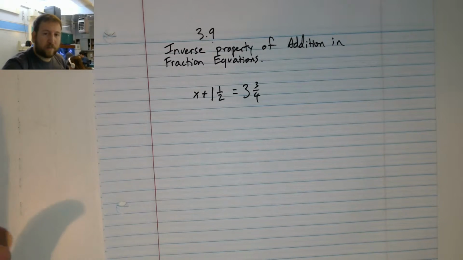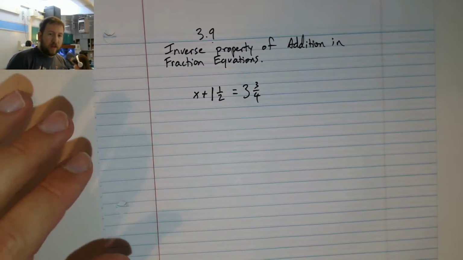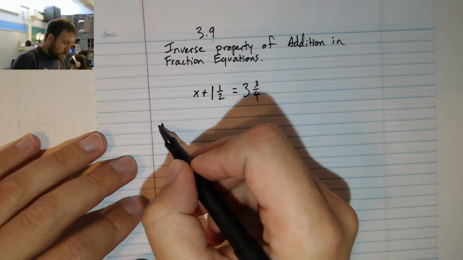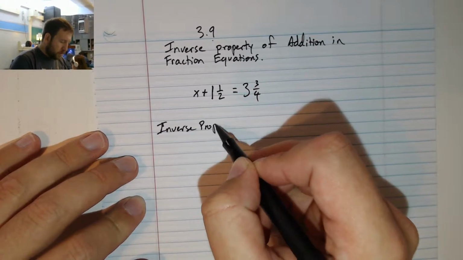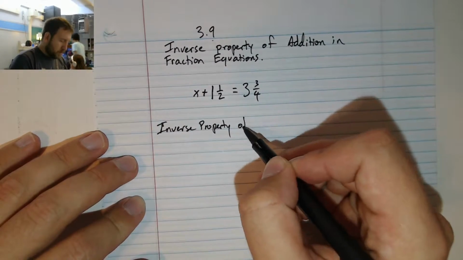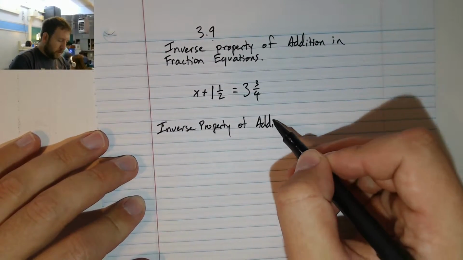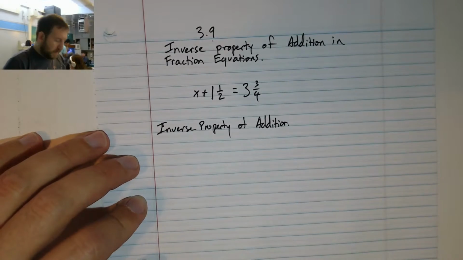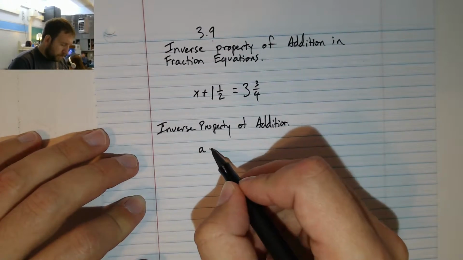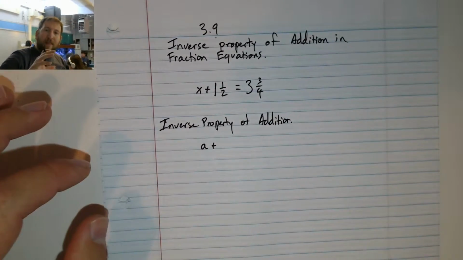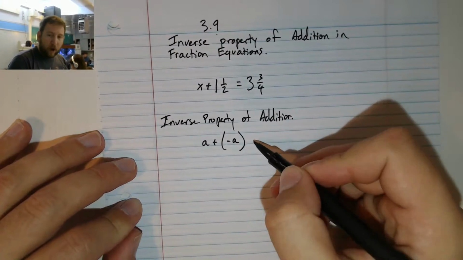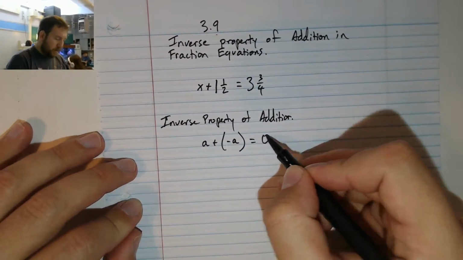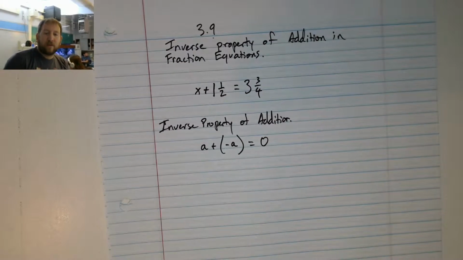Okay, if you recall, the inverse property of addition goes like this, and it says that if I take any number and I add it to that number's opposite, I will always get 0. And this is the key that we use to solve all of these algebra equations.